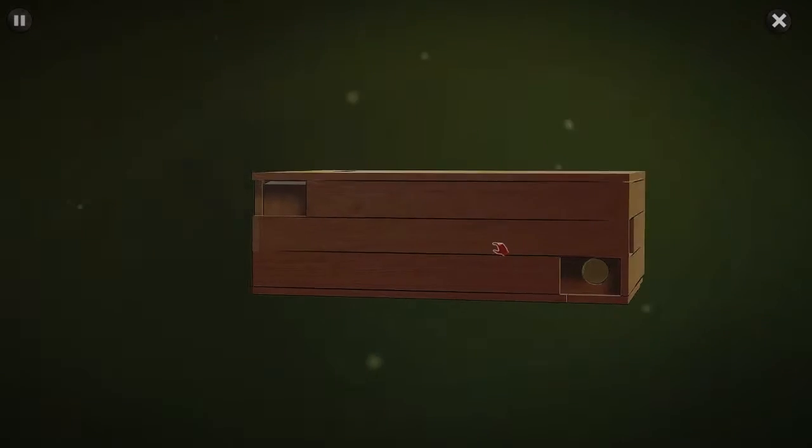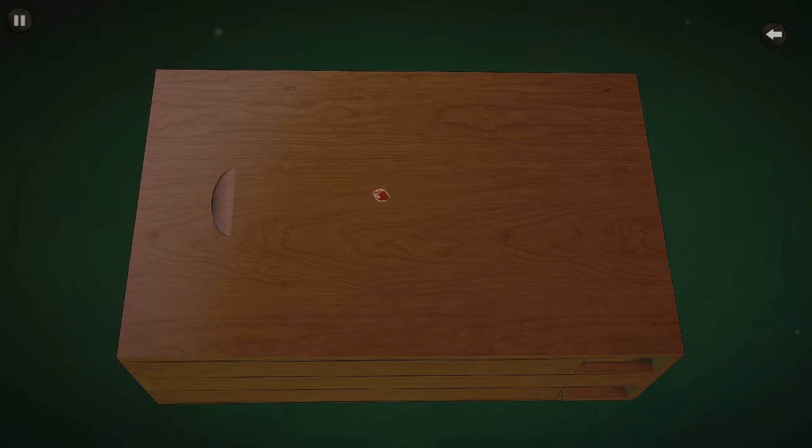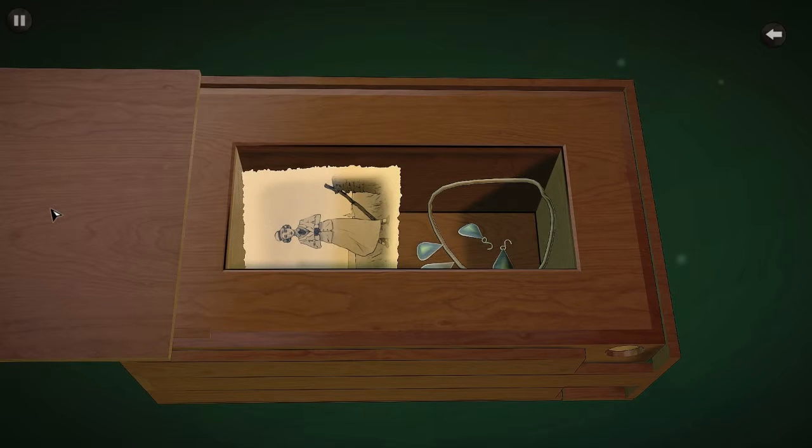It doesn't seem to be... Well, maybe I can move this panel. Yeah, there we go. That should do it. Now I should be able to get it open. So it's a jewelry box, and there is a picture here.